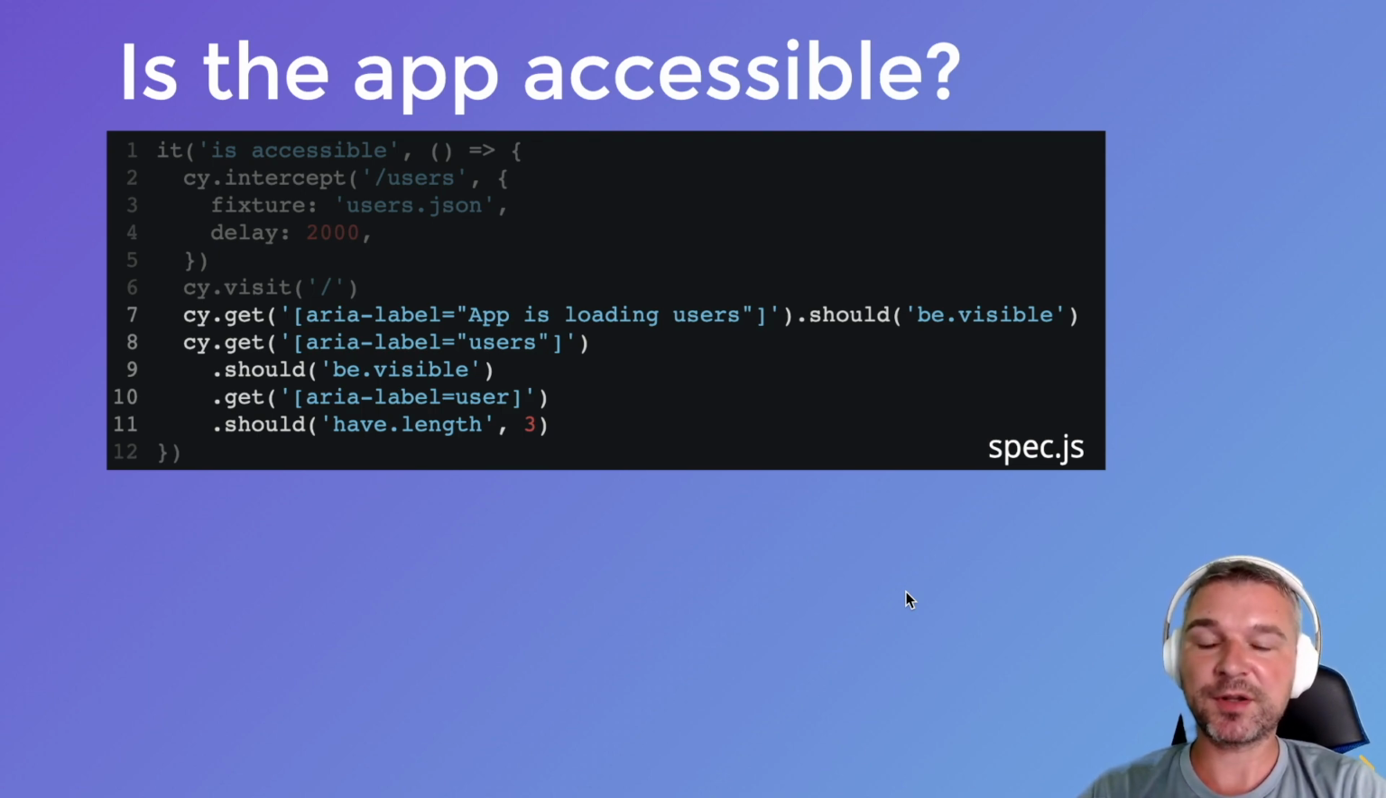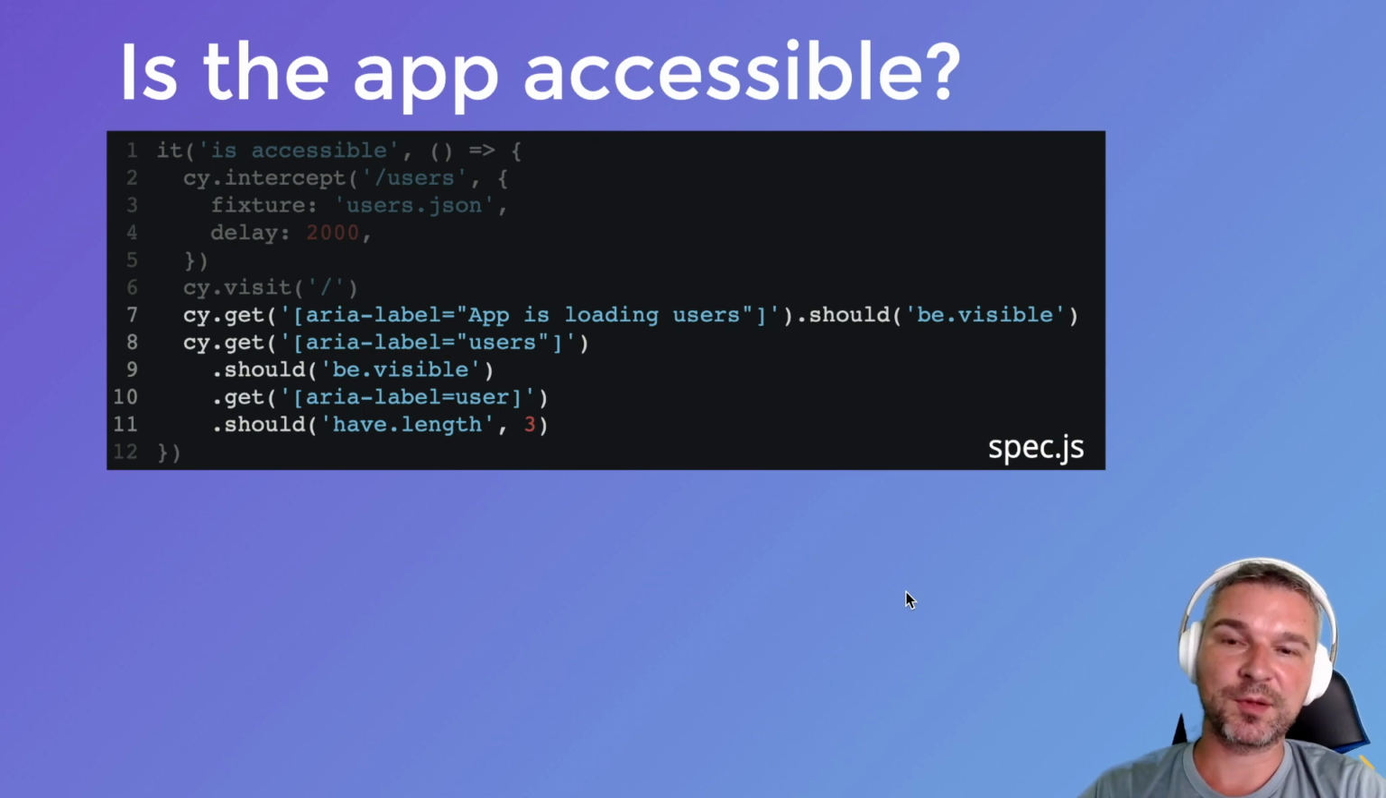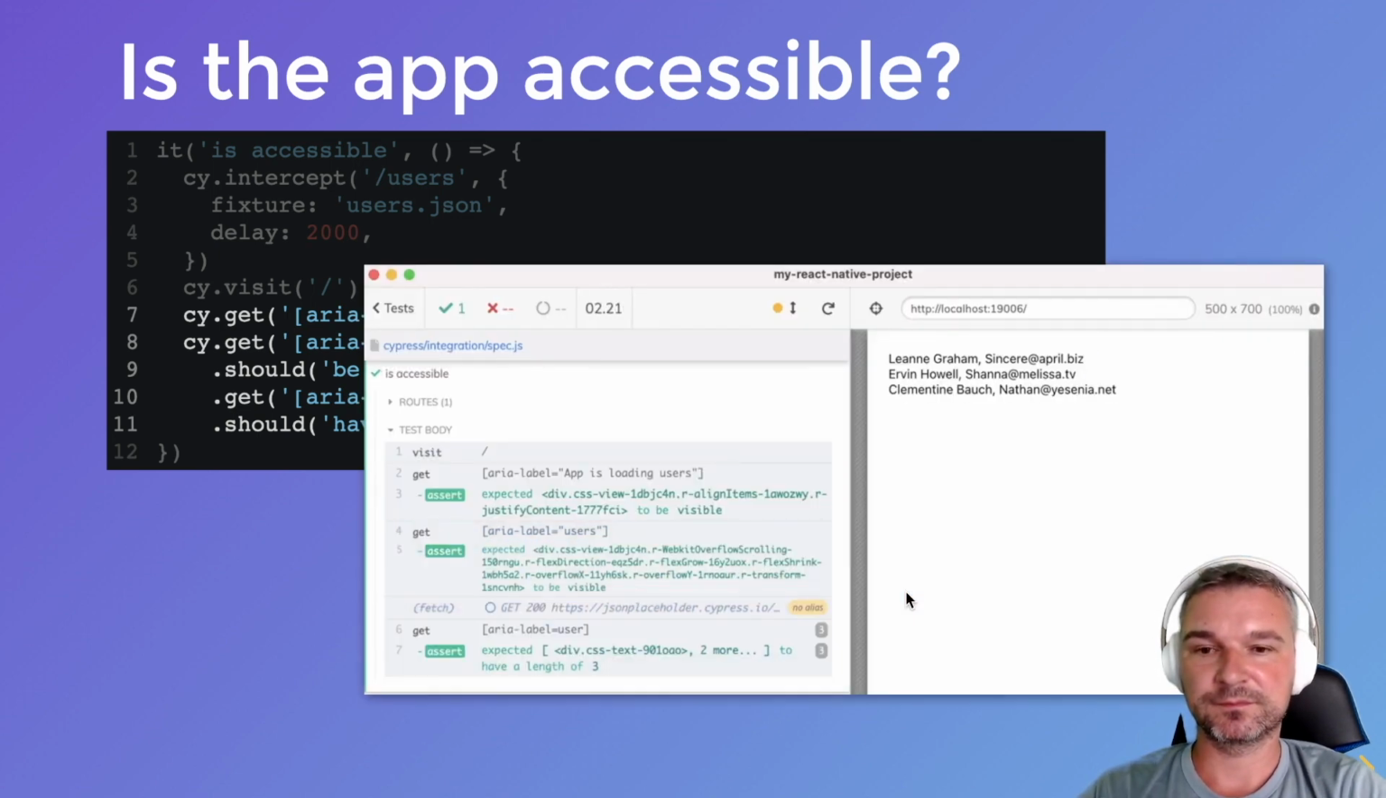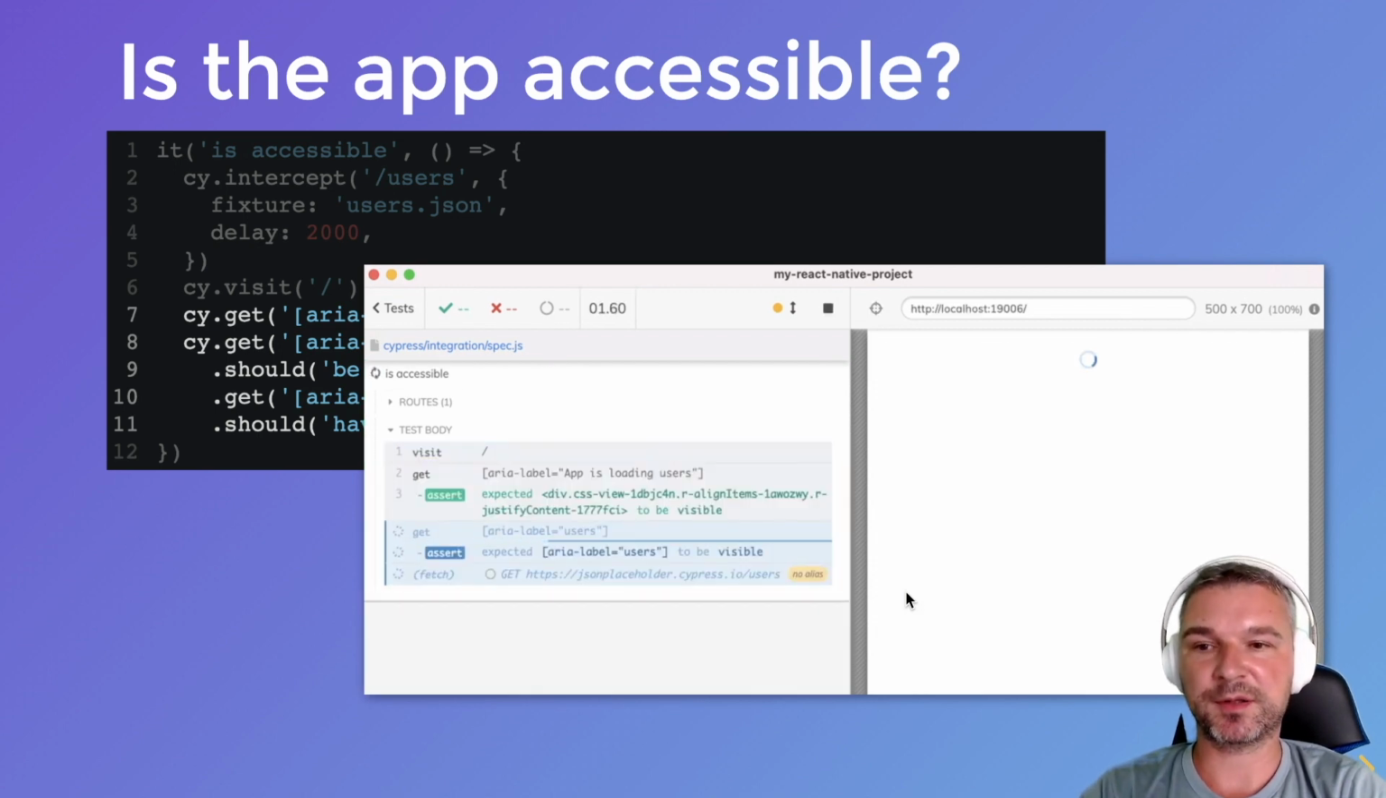So those aria labels will also be generated in the mobile app. So anyone using a screen reader to interact with the app can also interact with the application. Again, select the elements using aria labels.